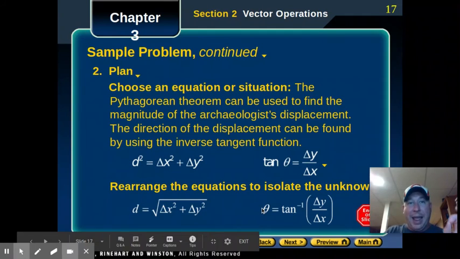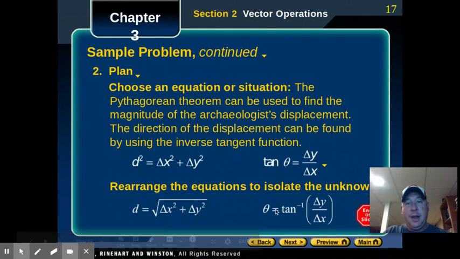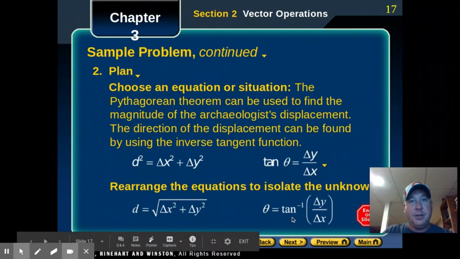And then over here is where I was talking about, okay? In order to find the actual theta, you have to take the inverse tangent and put that to both sides, all right? So solve for your opposite divided by adjacent, and then take the inverse tangent of that result, okay?